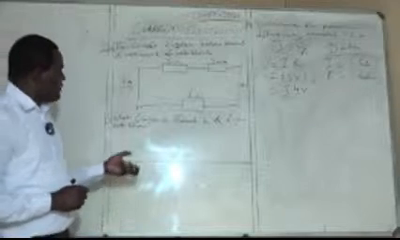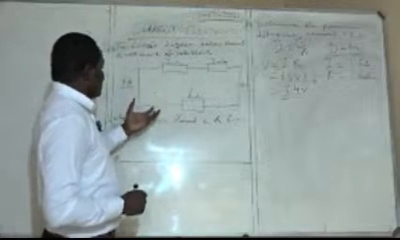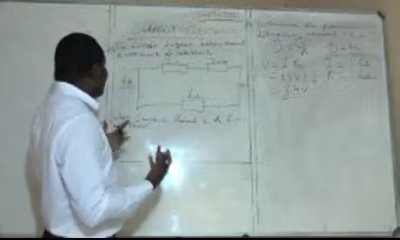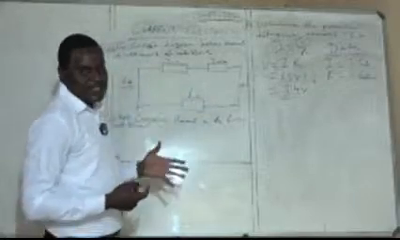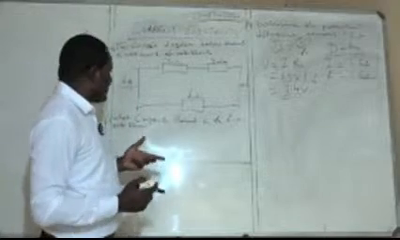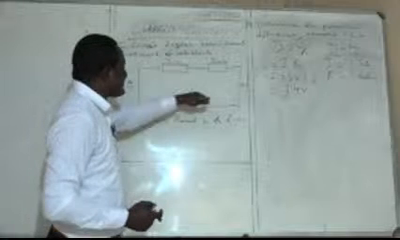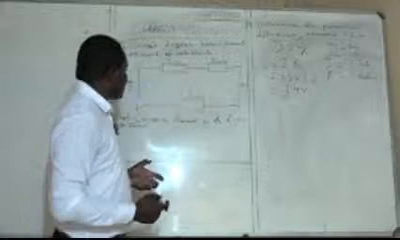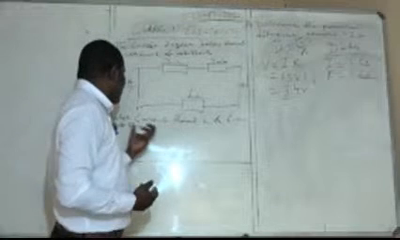Now, if you look at this diagram, you notice that we have a network of resistors, and as a physics student, I expect you to identify that these resistors are arranged in series. Now the question comes, what current flows in the 6 ohm resistor here?